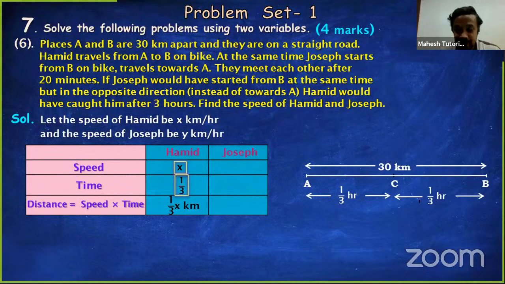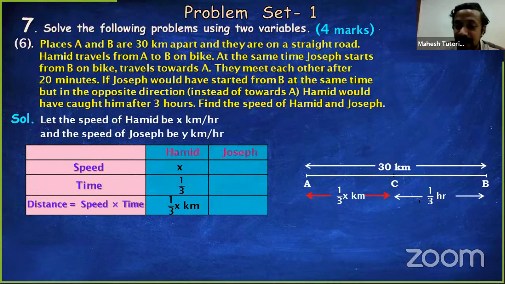So in that case, students, the distance Hamid has traveled, that is from A to C, is nothing but 1 upon 3 x kilometer. I hope so. This portion is clear to everyone. Now exactly in the same manner, students, let us solve it for Joseph. Now can you all tell me, for Joseph, speed, what have we already assumed it as? Very good, y kilometer per hour.